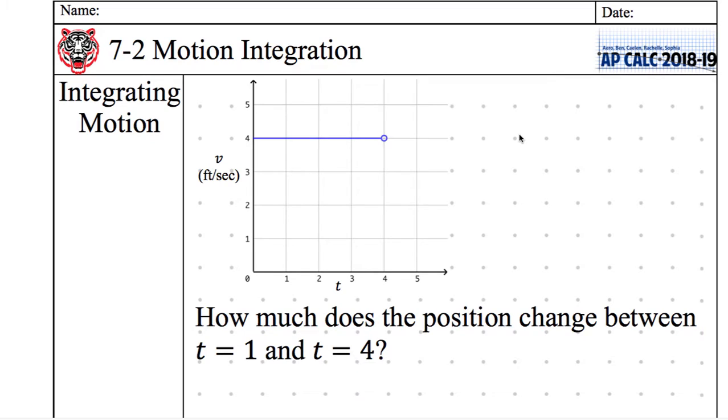Calculus! This is AP Calculus Lesson 7-2, Motion Integration.